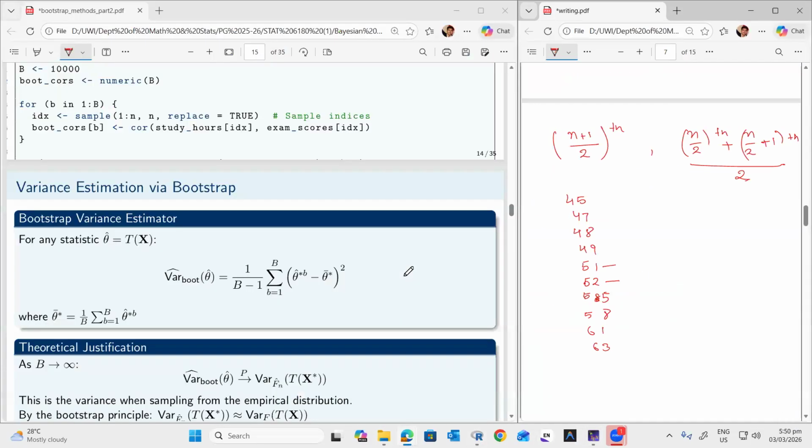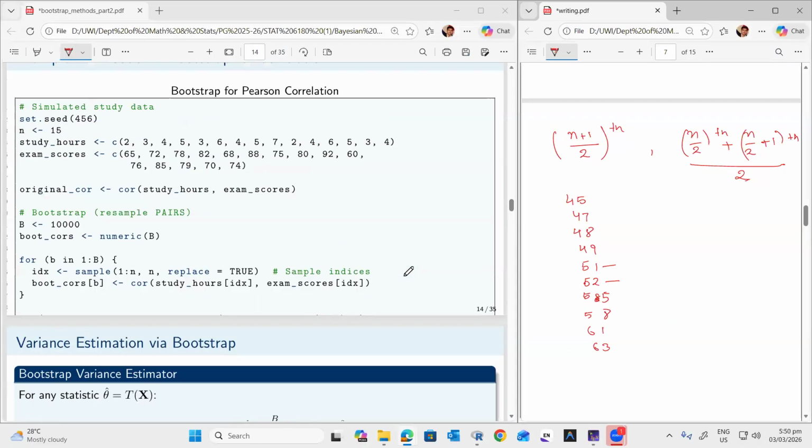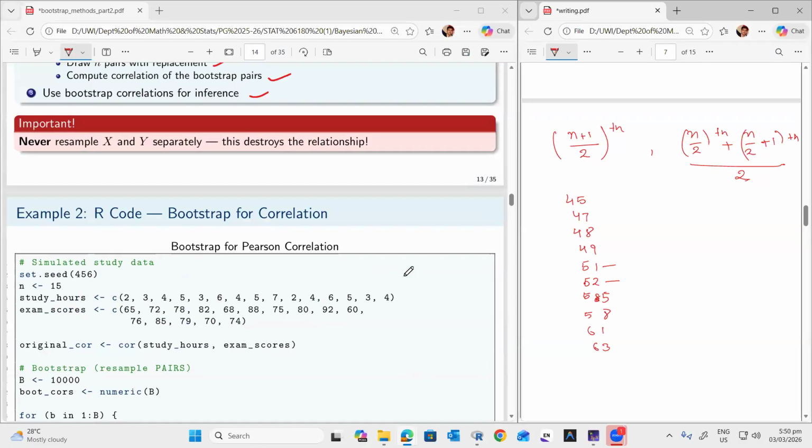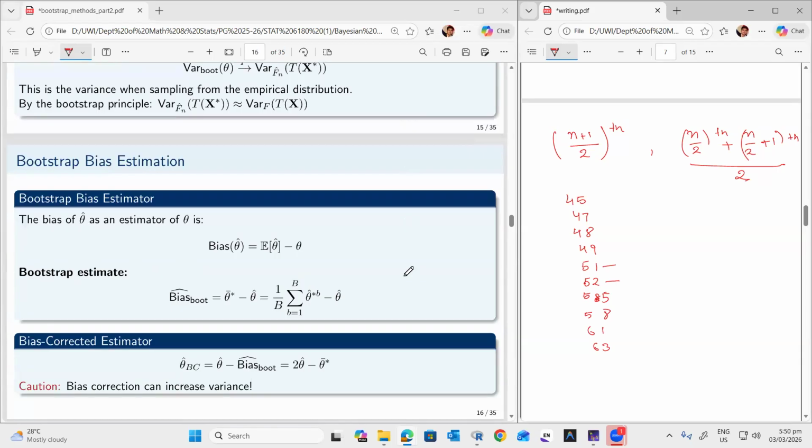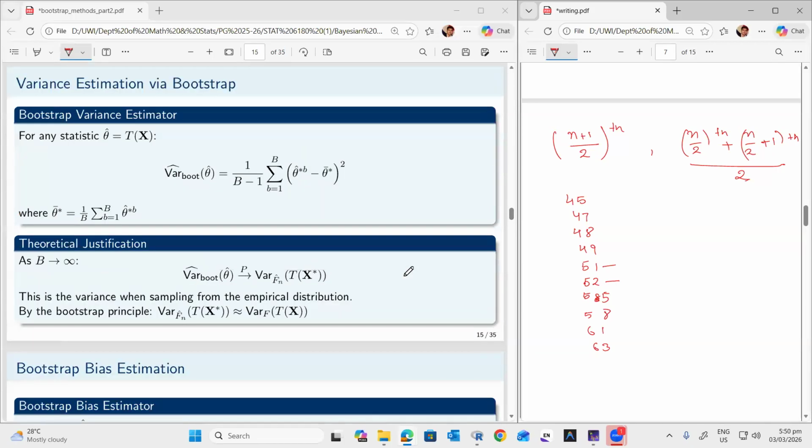The same can be done for different statistics: correlation, median, and another example is bootstrap for the variance. That we will discuss in the next class. If you have any question, you may ask right now. Do you have any doubt in this one?